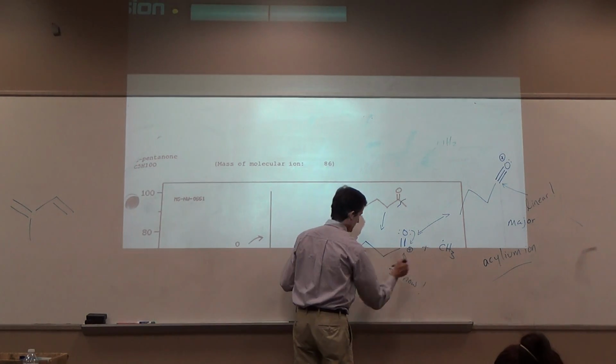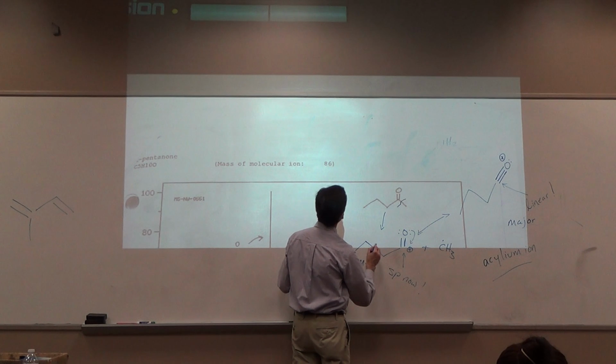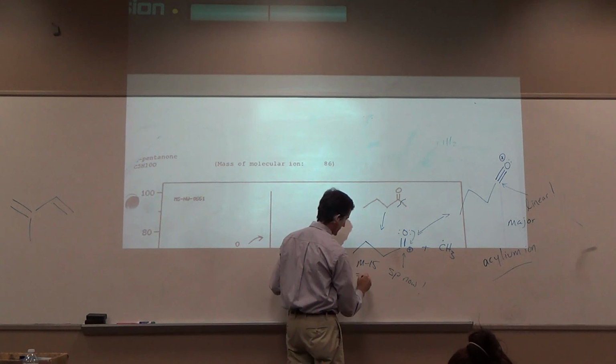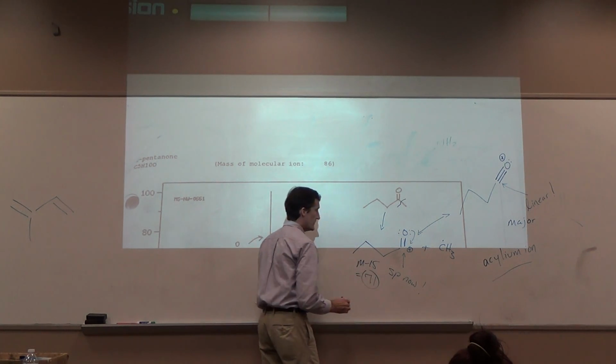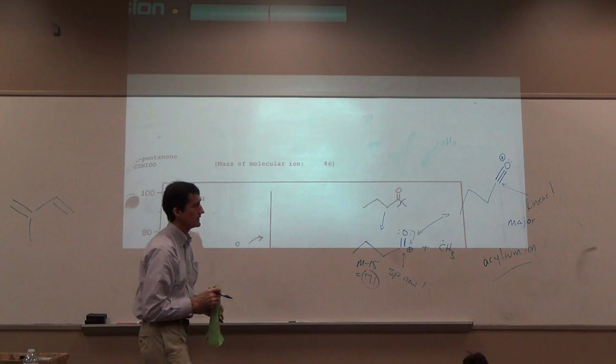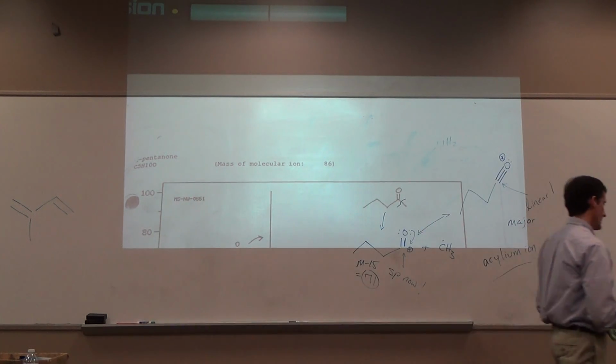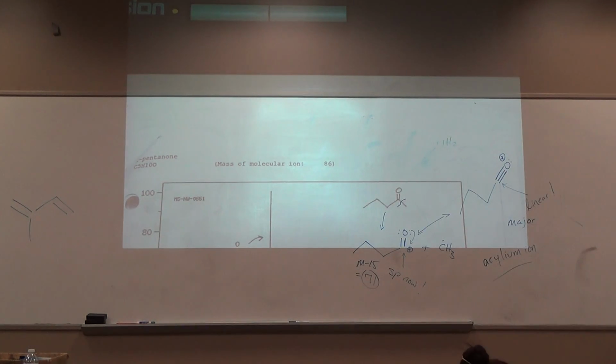We lost 15, so this is M minus 15. So we got 86 minus 15 equals what, 71? Do we have a peak at 71? Yes. Yeah, I already had the structure there.